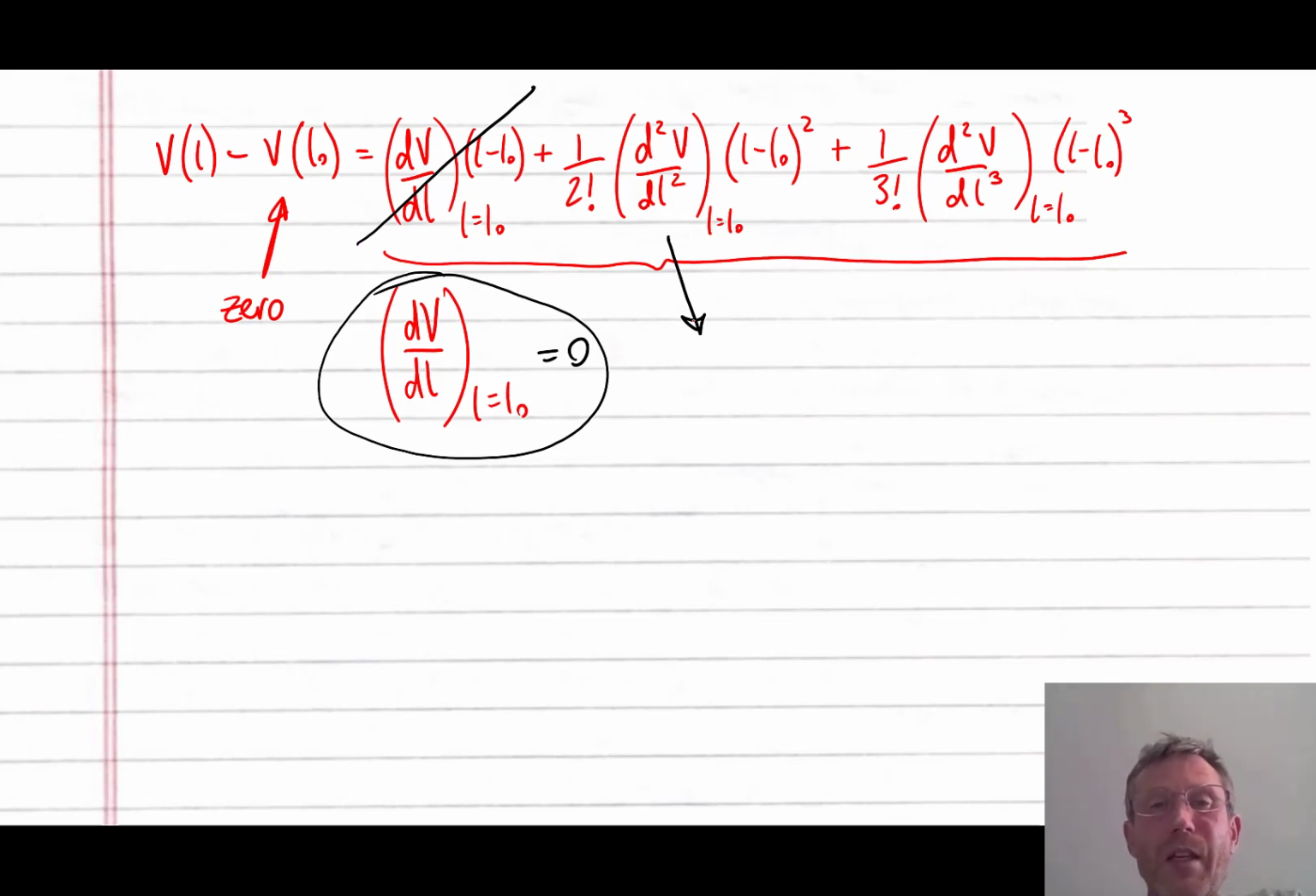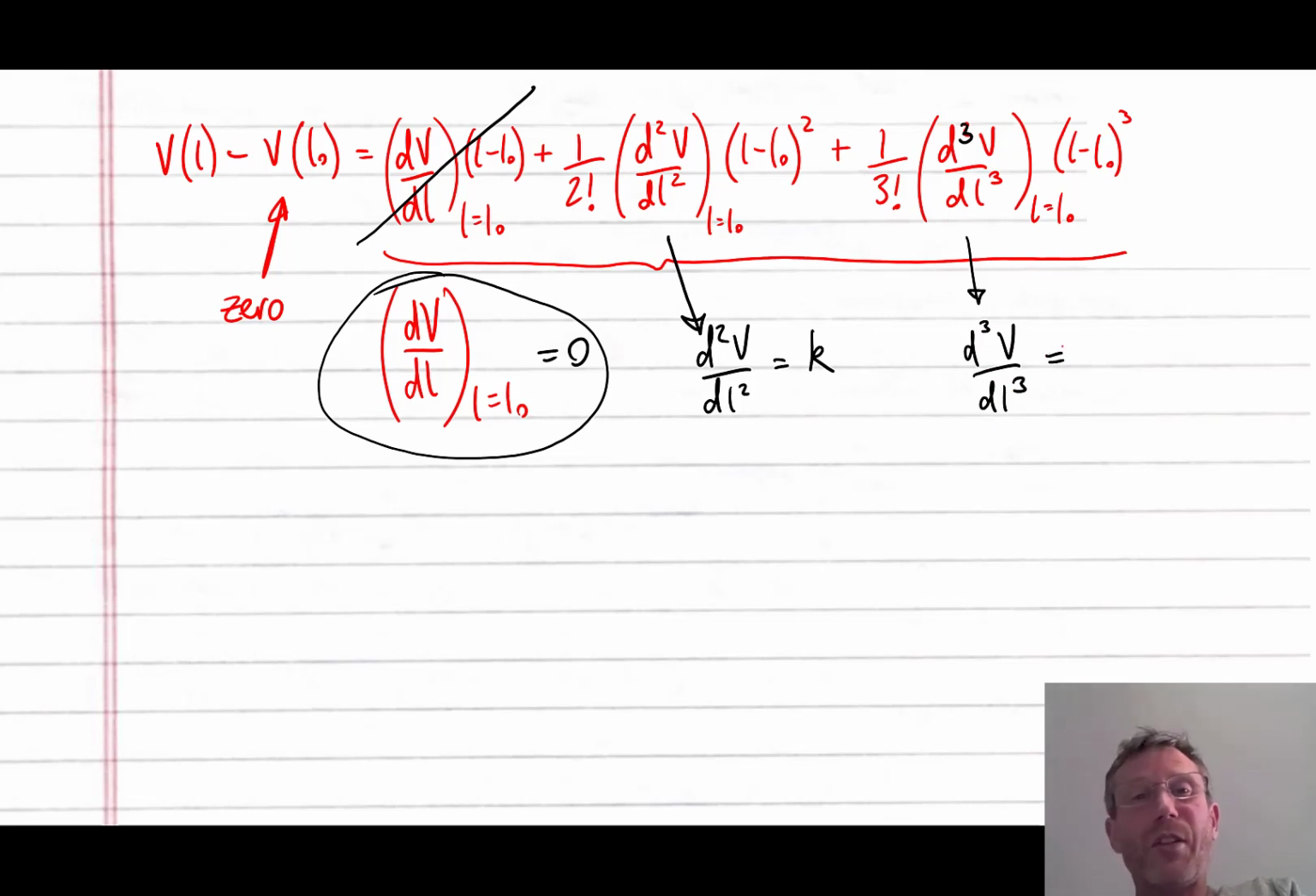It turns out that this d squared V by dL squared term is simply equal to K. Okay, and it also turns out that this d cubed V by dL cubed term, we're going to say is equal to some new constant. We're going to call that constant gamma sub 3. With additional terms, we might also get to a point when we're interested in the d to the 4 V by dL to the 4, and that would be equal to gamma 4.